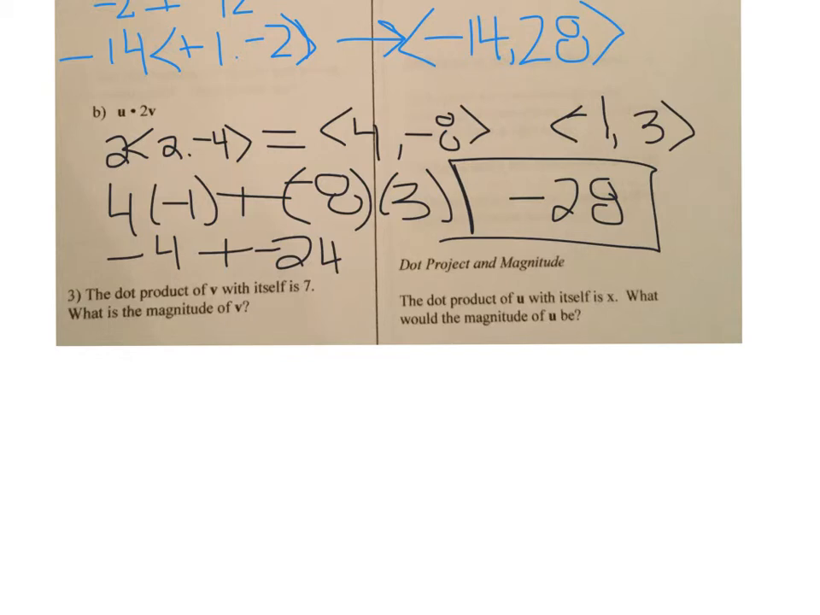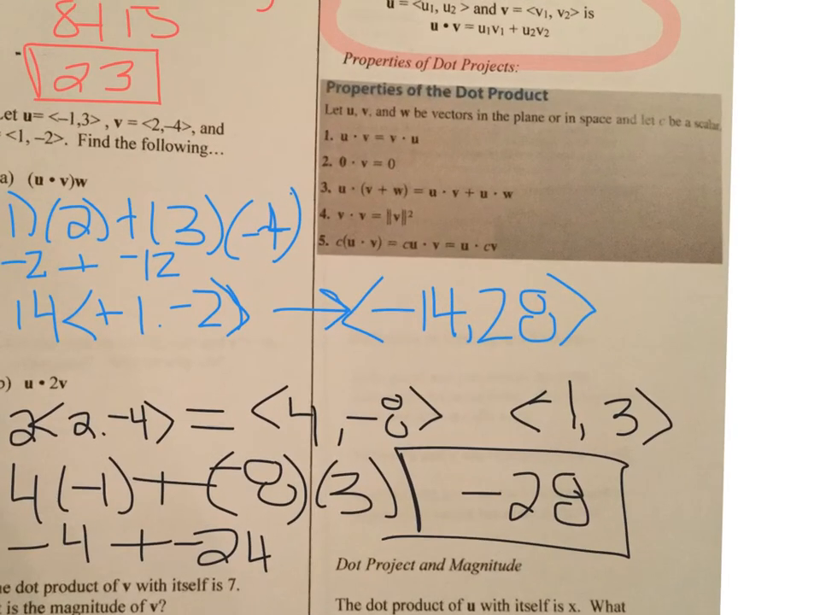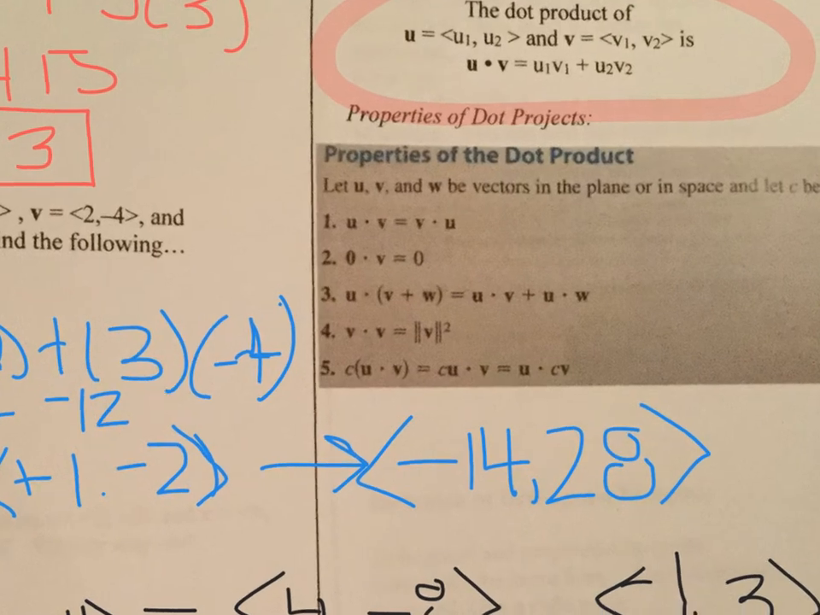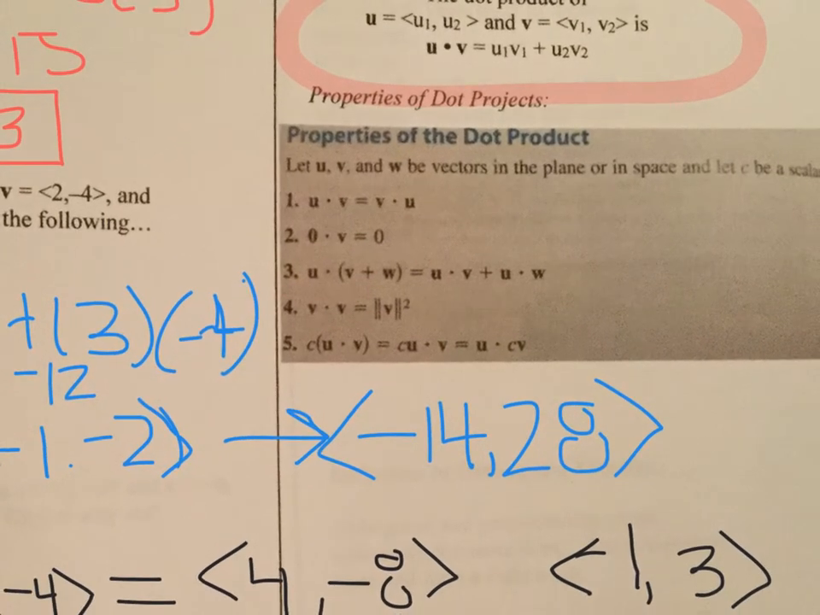And so for this last problem, I need to highlight something. There's a box of properties that I kind of skipped over. You should know that the dot product of u v and v u are the same thing because we can multiply in any order that we want. 0 times anything is still going to be 0.